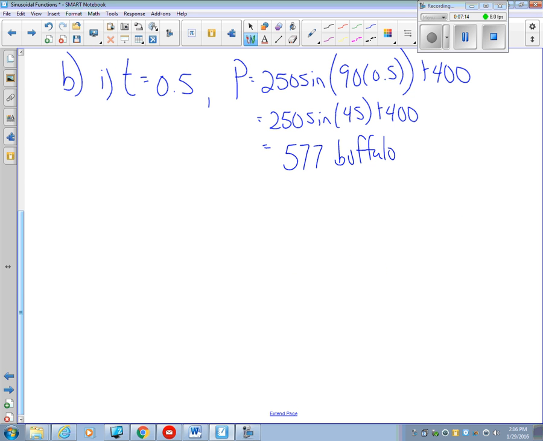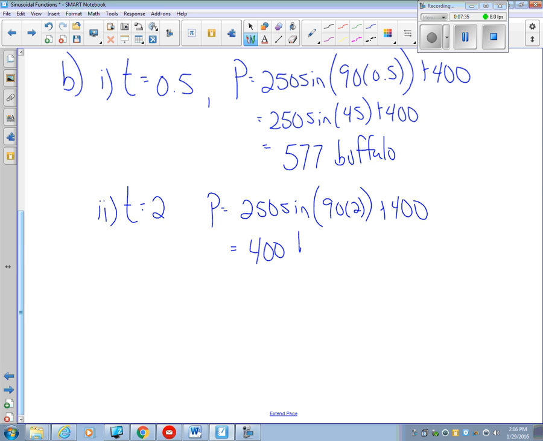And again, if I want to do part 2 of this, what's the population after 2 years? Our population will be 250 sine 90 times 2, or 180 there if you want to. That'll be just as quick. And if we do that, we end up with 400 buffalo again. So it went up, and then it came back down. Because remember, initially it was 400, then went to 577.